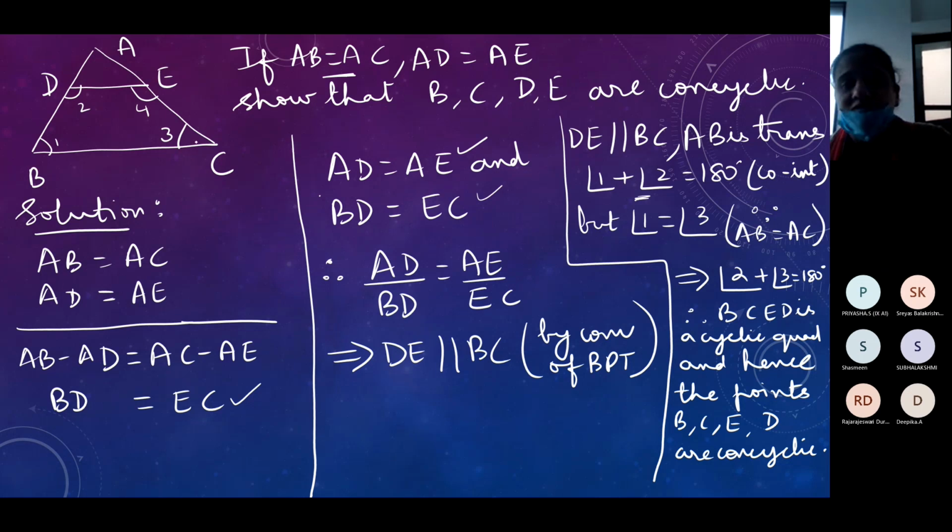Opposite angle is supplementary. So carefully replace, that's all. Instead of 1, use 3, because 1 and 3 are equal, no? So you'll get 3 plus 2 or 2 plus 3 is 180. So that means one pair of opposite angles is supplementary. Therefore, BCED is a cyclic quadrilateral and the points are concyclic.